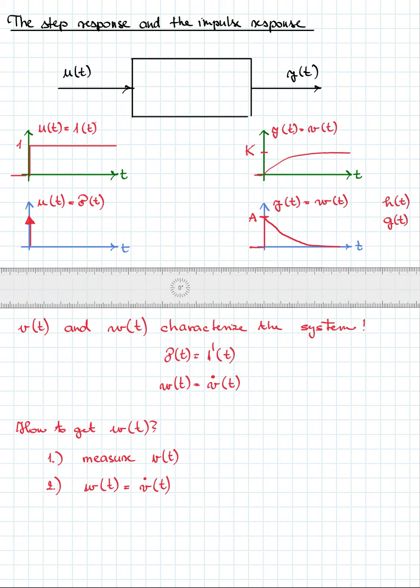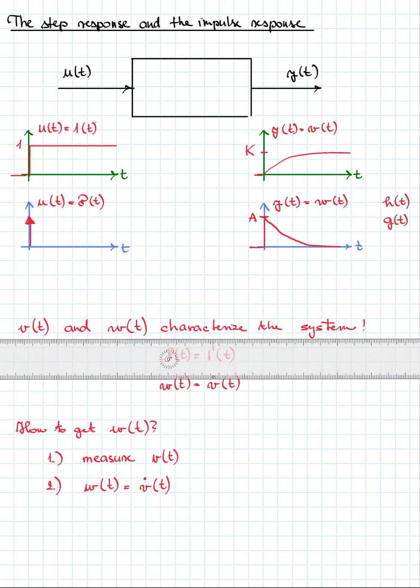Why are these two functions so important? In the next video, we are going to see that if we know v of t or w of t, we can calculate the output for any input function. So this is why we need the step response or the impulse response. So usually we say that v of t or w of t characterize the system, because if we know these functions, we can obtain the output for any input function.